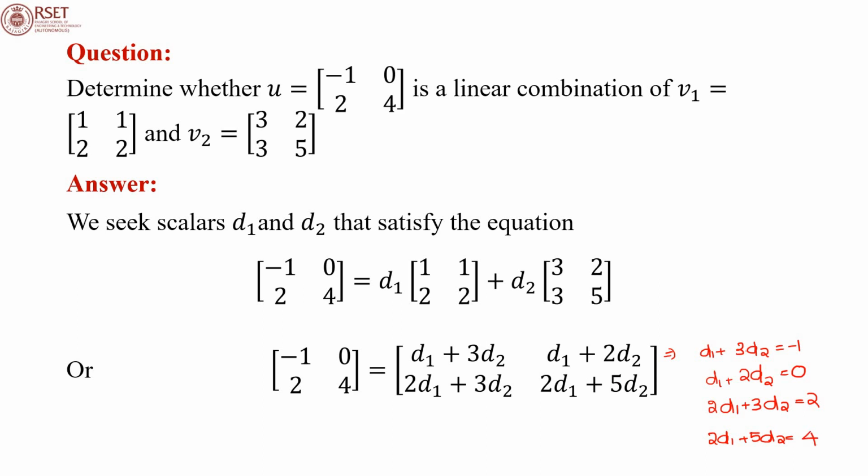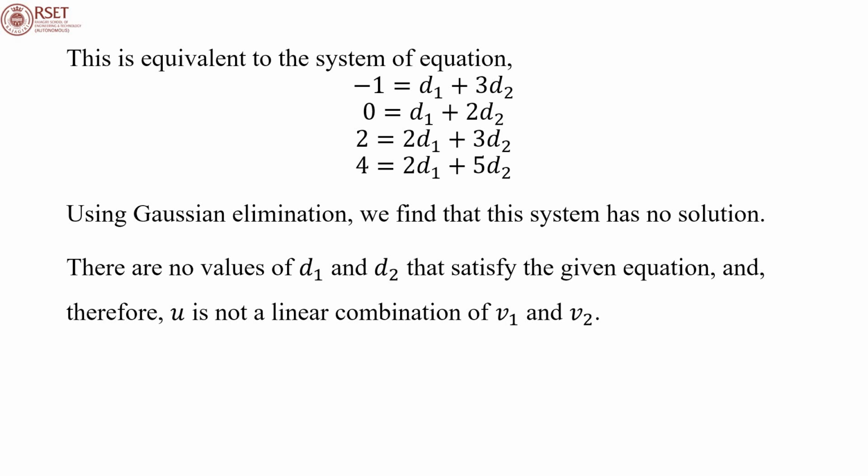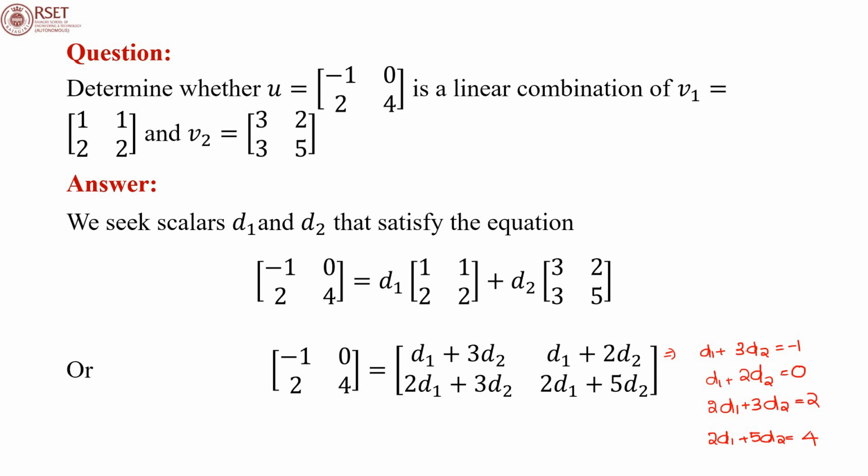So this has again become a system of equations which can easily be solved. Finding the augmented matrix and using the Gaussian elimination method to solve it, we can see that this system has no solution. What does that mean? There exist no d1 and d2 such that d1 v1 plus d2 v2 gives u. So u cannot be written as a linear combination of v1 and v2.